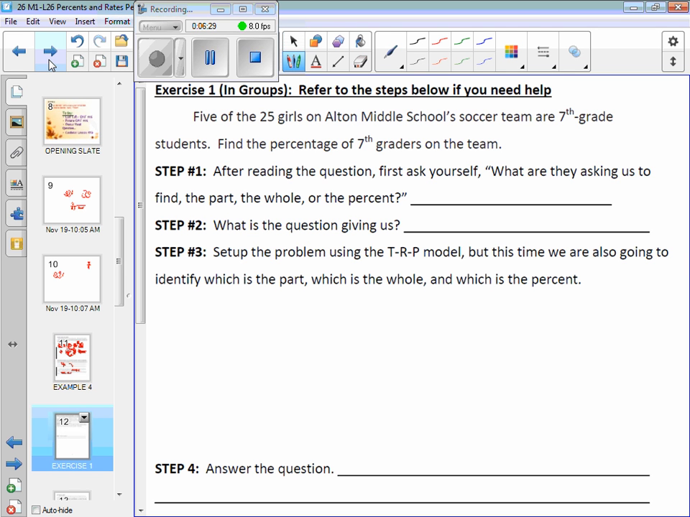So again, get used to the vocabulary: percent, part, and whole. So based on this question, the first thing that we want to identify is, well, what are they asking us to find? The percent, the part, or the whole? So I'm going to put that here, percent. That's the gist of the question. That's what we have to identify. That's what we have to find. And what are they giving you? Well, anything that you're not trying to find is what they have to give you. Part and whole.